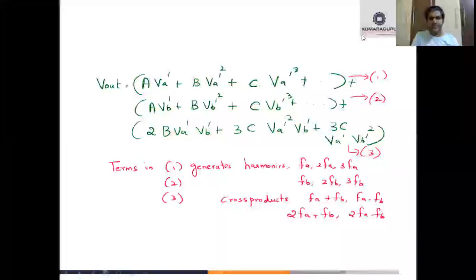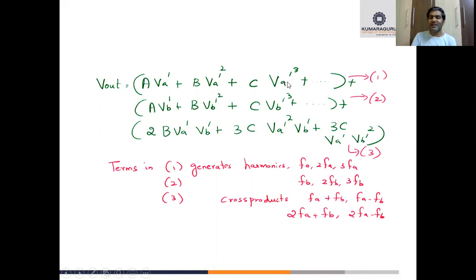Okay. So you could see that your third expression is 2 into B into VA dash VB dash plus 3C into VA dash square VB dash plus 3C into VA dash into VB dash the whole square. Okay. So you know that for VA cube, the formula to find your frequency component is the power times your fundamental.